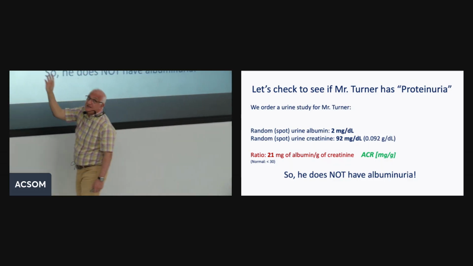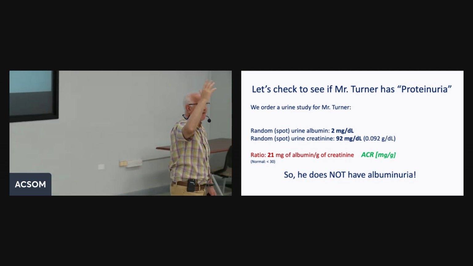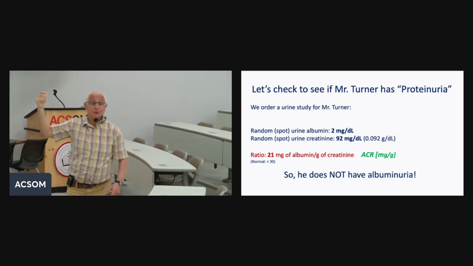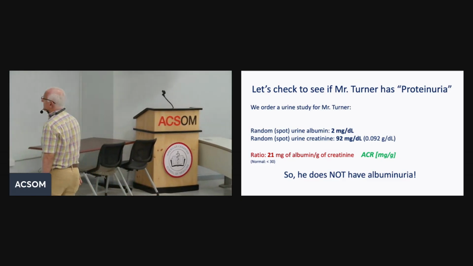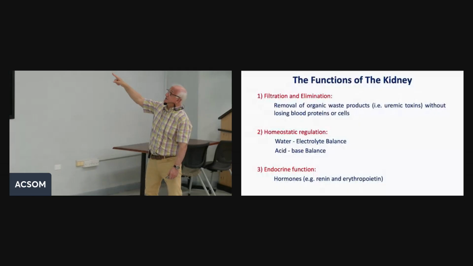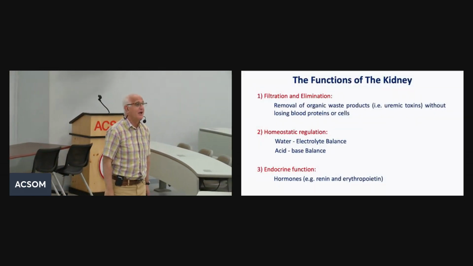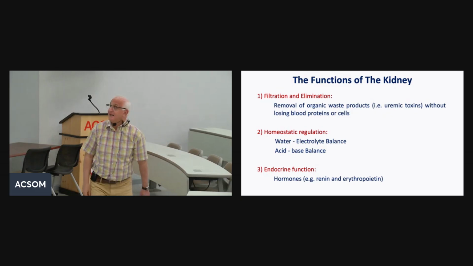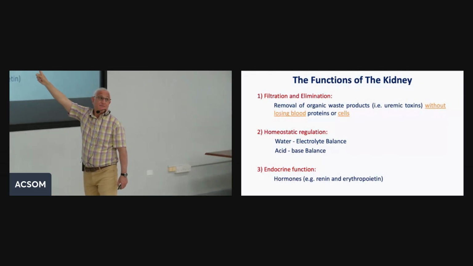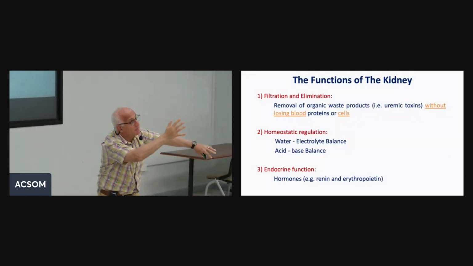Since it is less than 30, he's in good shape. He had good filtration. His GFR was, I don't know, 95, 100, really good. And he's not losing protein, right? Proteinuria, the first sign of glomerular disease. He does not have protein. Let's go back to filtration elimination. It was not just the blood proteins. Something else should not be lost in the urine. What's that? Blood cells. Filtration should be good, but proteins and cells should not be going either.